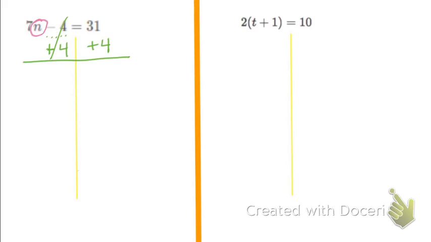Because -4 plus 4 is 0. That canceled it out. So I'm left with a 7n still. And then 31 plus 4 is 35.